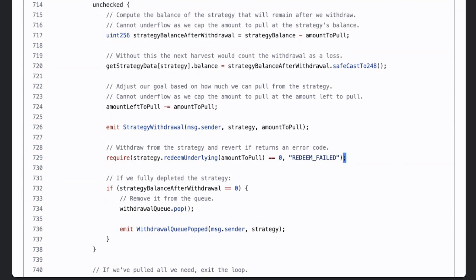Dude, I'm loving the drama now between the auditors and the gas optimizers. I mean, if we're paying them these ridiculous amounts, they can take the criticism. Yeah, I agree.